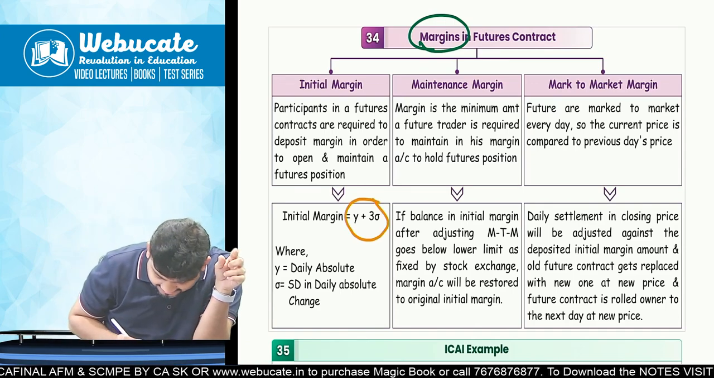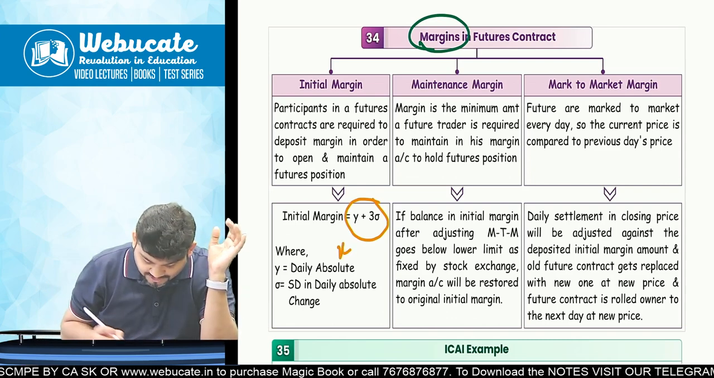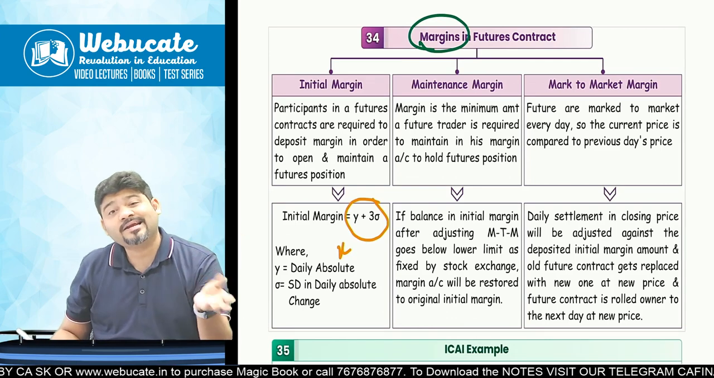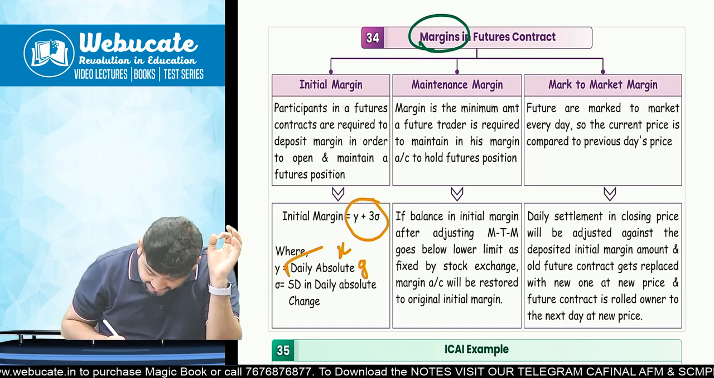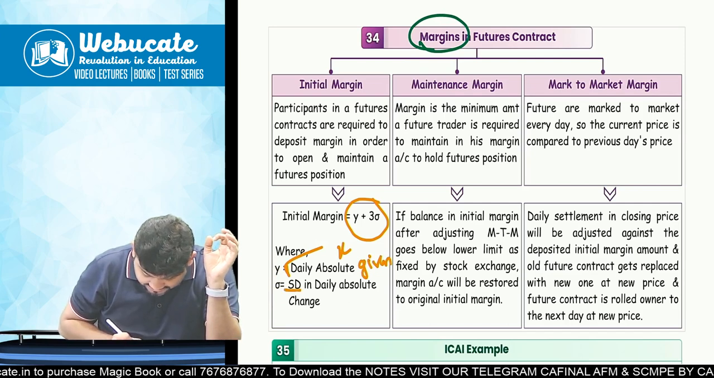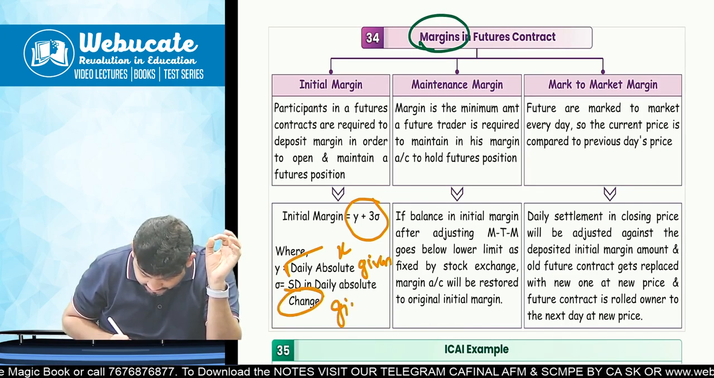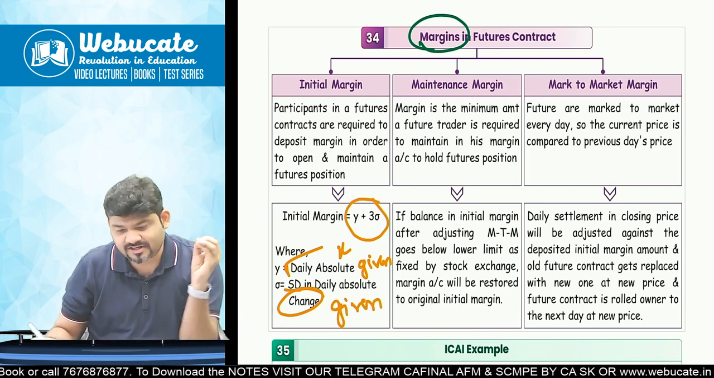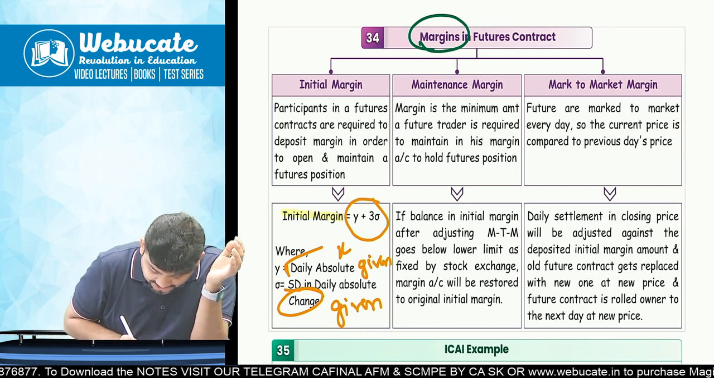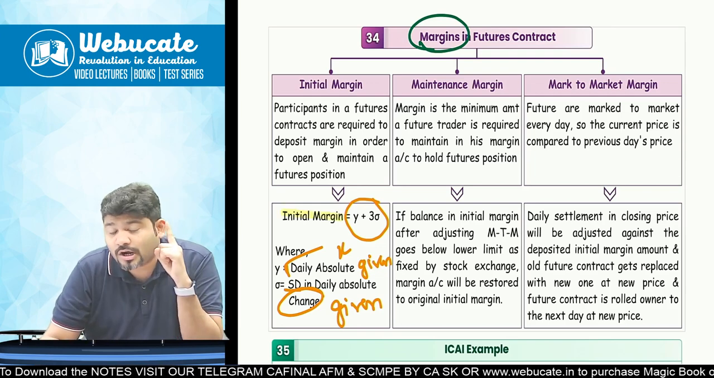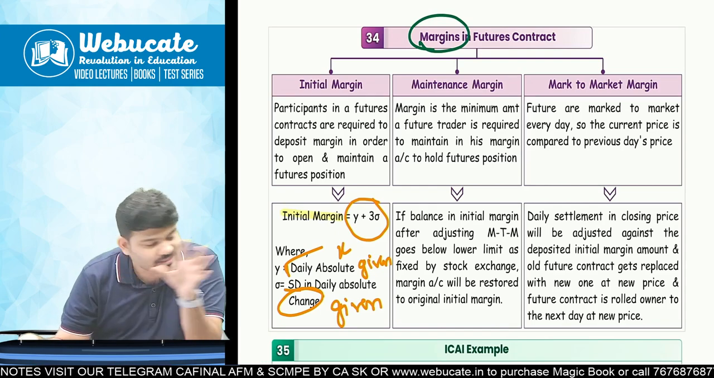We have this formula, which is called mu plus 3 into standard deviation. Mu is your daily absolute change, which will be given in the question. SD is your daily absolute change deviation. This will also be given in the question. So both of these will be given in the question. You have to calculate the initial margin. Till the time you do not deposit that initial margin to the stock market, you are not allowed to trade.